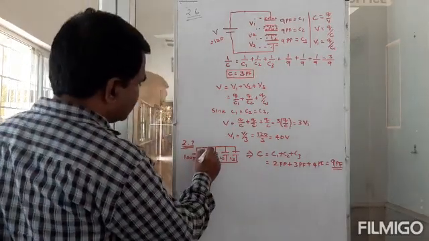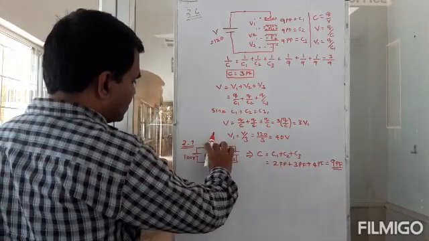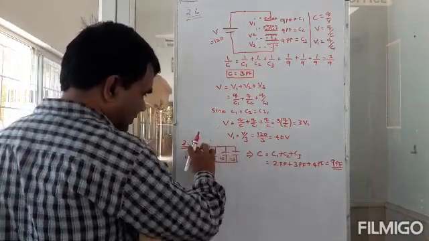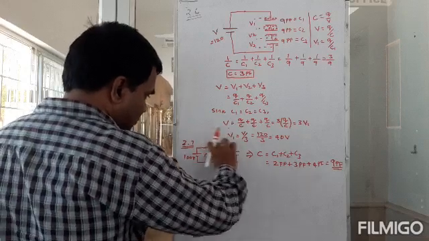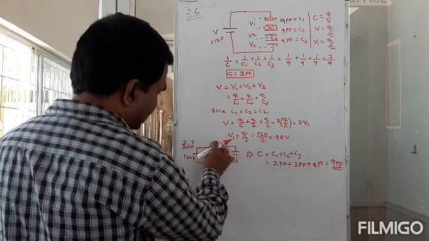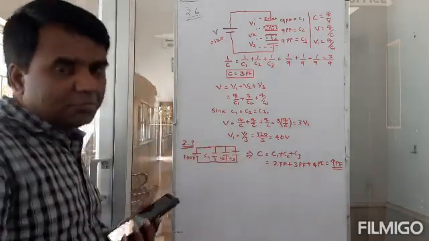Okay, what is the charge on C1? The 100 volts is going to be applied equally. The voltage across C1 is 100 volts, and the voltage across C2 is also 100 volts, and the voltage across C3 is also 100 volts because they are connected to the same points on the battery.